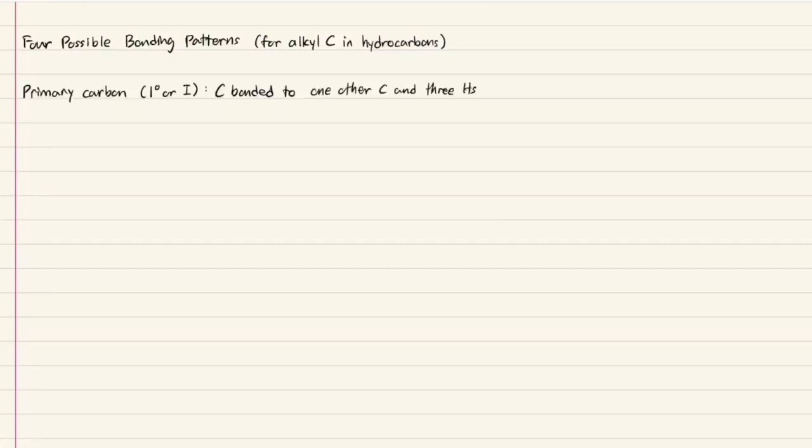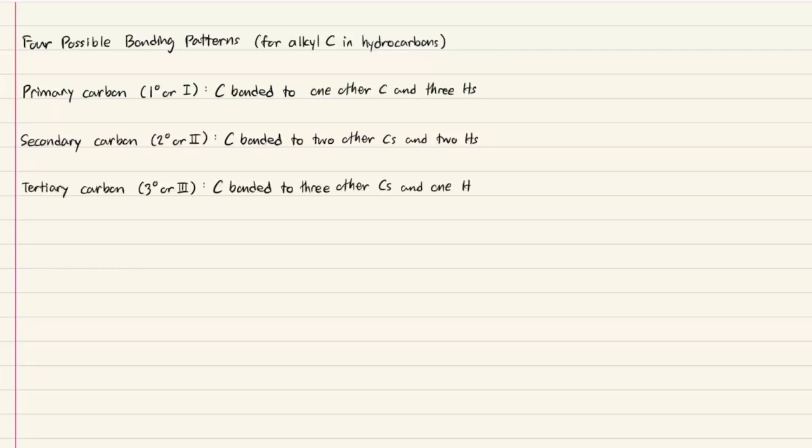Primary carbons are carbons bonded to one other carbon and three hydrogens. Secondary carbons are carbons bonded to two other carbons and two hydrogens. Tertiary carbons are carbons bonded to three other carbons and one hydrogen. Finally, quaternary carbons are carbons bonded to four other carbons and no hydrogens.